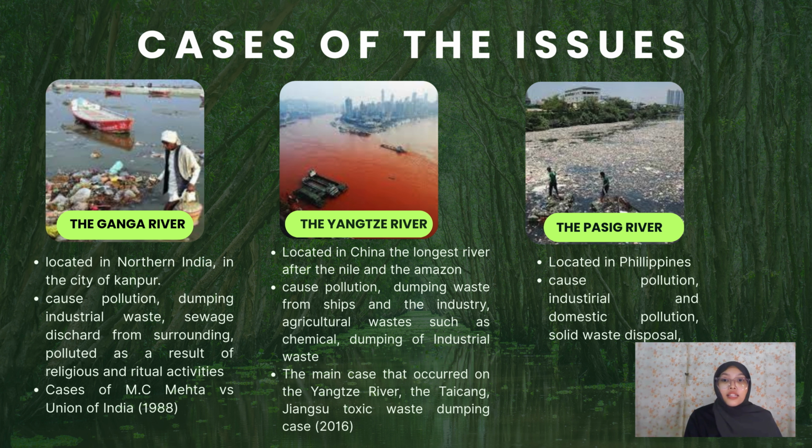Next is the Yangtze River in China, the longest river after the Nile and the Amazon. Pollution here mainly comes from industrial and agricultural activity such as chemical waste, ship waste, and factory discharge. A major case occurred in 2016 known as the Jiangsu Toxic Waste Dumping Case, where a large amount of industrial waste was illegally dumped into the river.